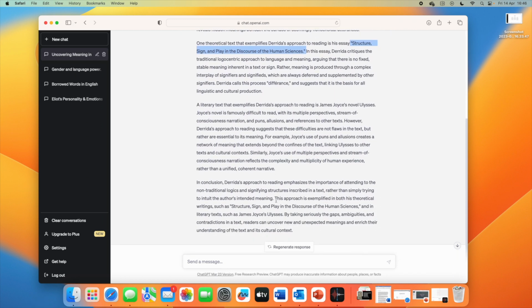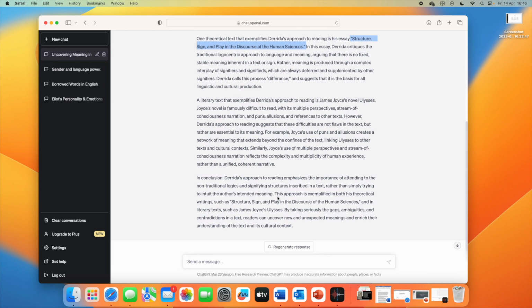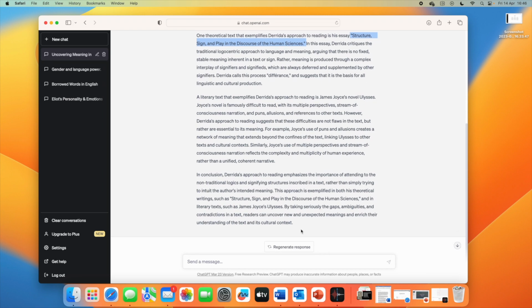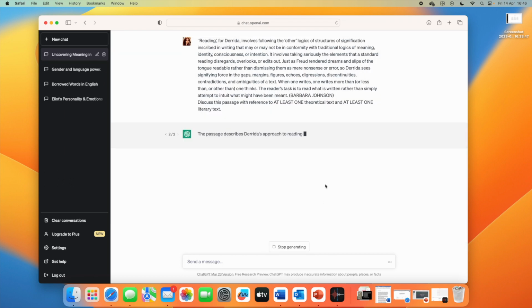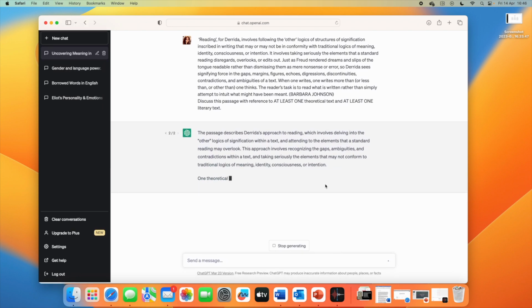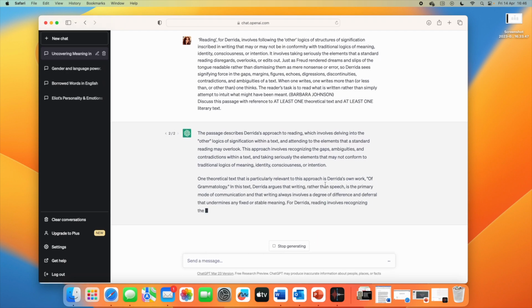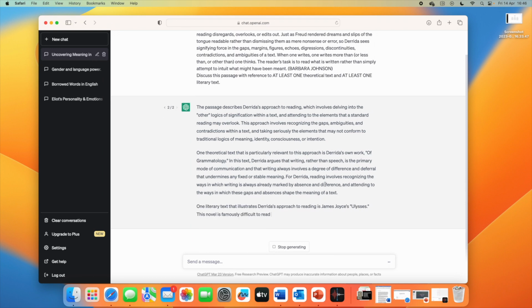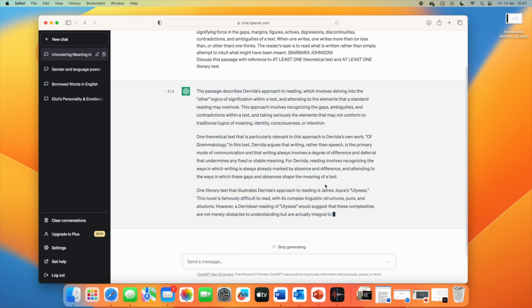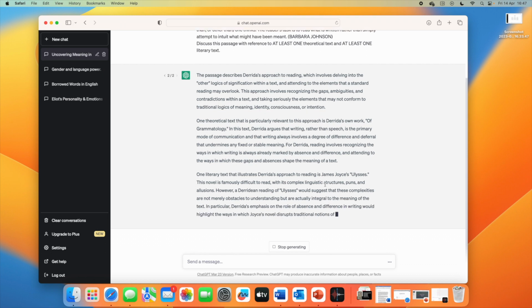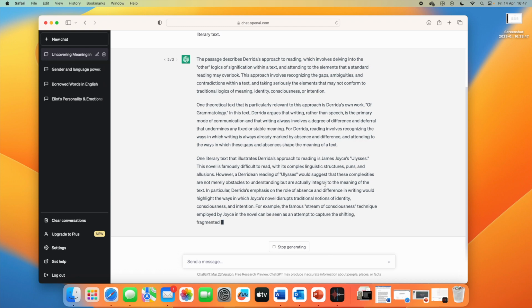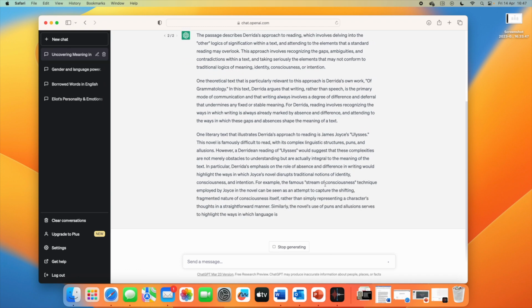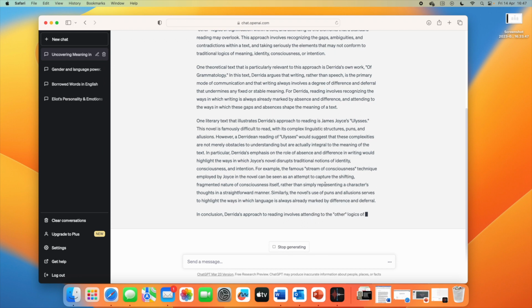I actually don't feel like writing on Joyce at the moment. I've written on him quite a bit, so maybe I need some different ideas. In that case, I'm just going to regenerate the response. I'm going to see what comes up next. So the description of the passage is pretty much the same, but it does make me think a little bit more on the gaps, ambiguities, and contradictions within a text, and that could be something that I want to focus my argument on a bit more. That's an idea.